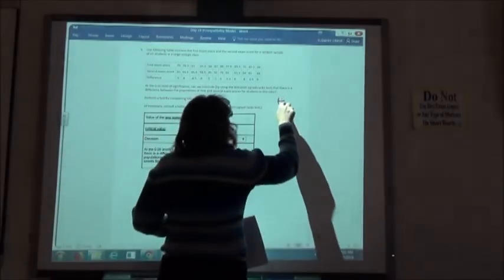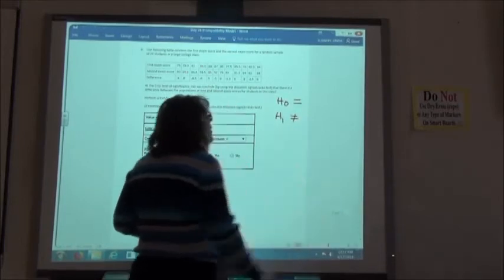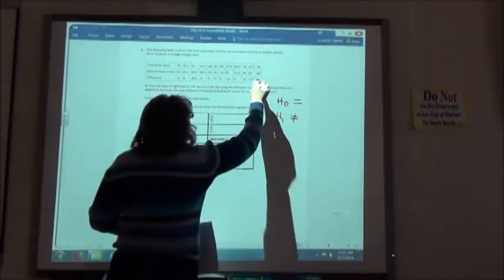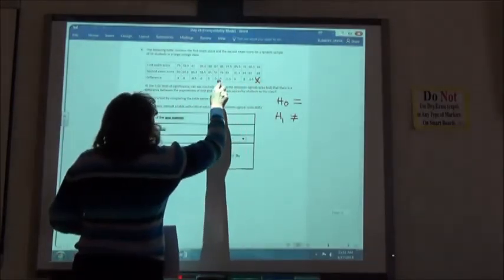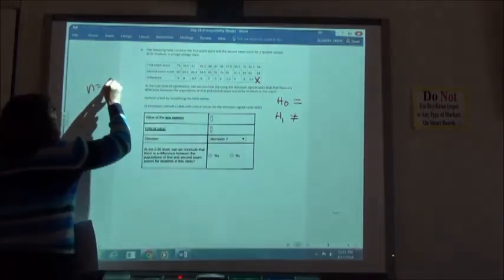So again, we're checking, does it equal 0 or does it not equal 0, which means there is a difference. If I look at my table, I do have one that's exactly equal to 0. So 1, 2, 3, 4, 5, 6, 7, 8, 9, 10, 11 is going to be our value for n.